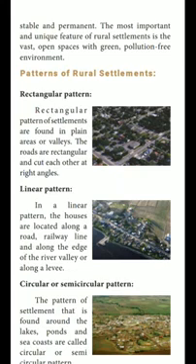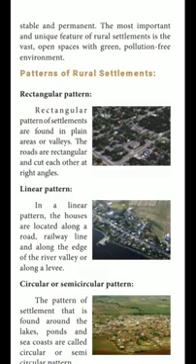Okay, here are only 2 important points. What are they? Rectangular pattern of settlement is found in plain areas. How was the road arranged? It is rectangular in shape and cuts each other at right angles. Okay. Next one, linear pattern.